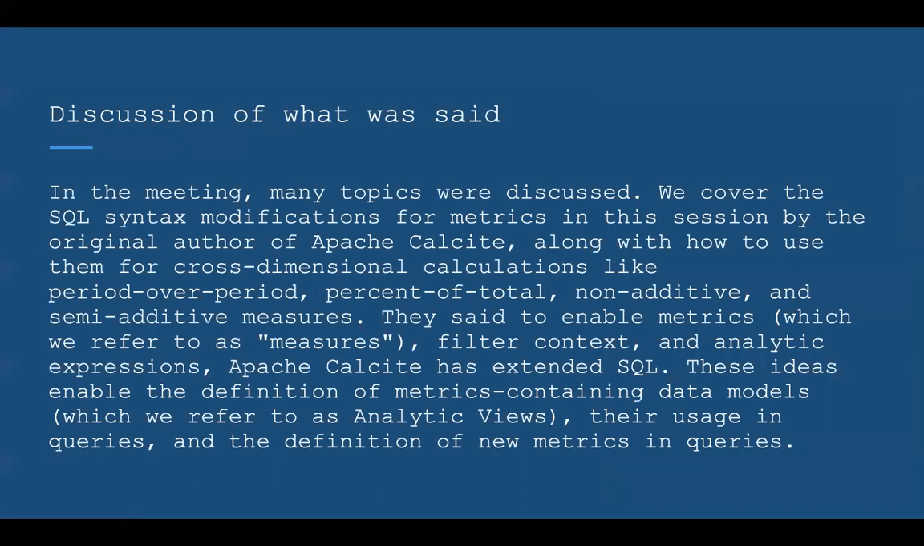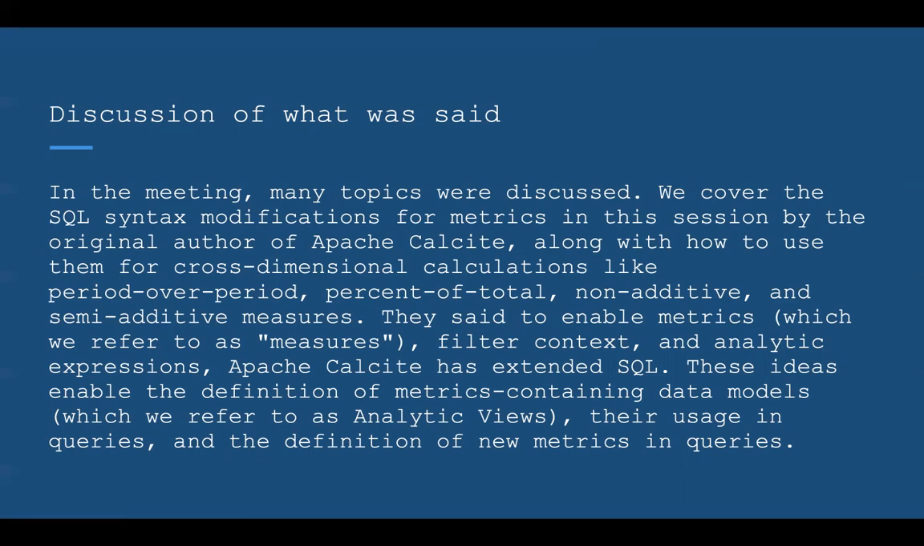What happened in the meetup was they were mainly discussing the SQL syntax, commands and all. In that session, the original author Julian went through how to use the SQL commands and dimensions. For cross-dimensional calculations like period over period, percent of total, and non-additive and semi-additive measures, he discussed everything. He gave a better idea about it, which I didn't know before. I got to learn so many things in this one.